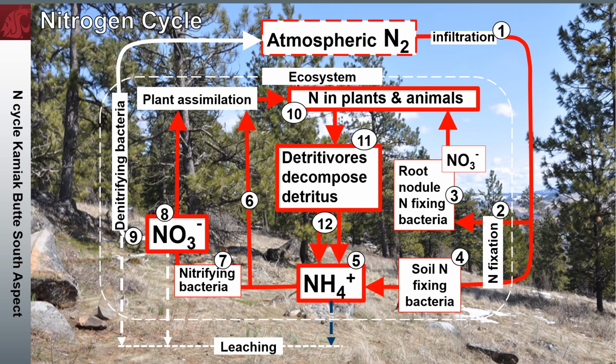Another process in the nitrogen cycle is the decomposition of animals. As stated before, animals cannot absorb N2 on their own, so they must rely on the plants they eat to get their nitrogen. When these animals die, the nitrogen stays with them, as does the carbon, and detritivores transform it into ammonium, thus continuing the cycle.